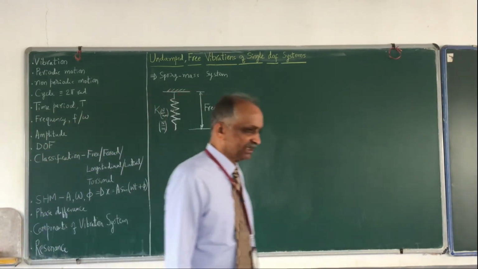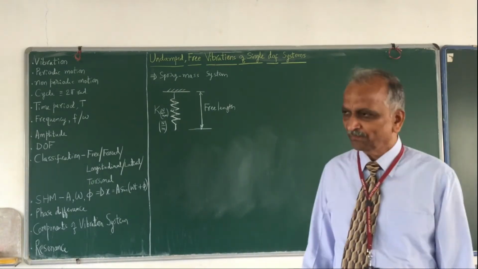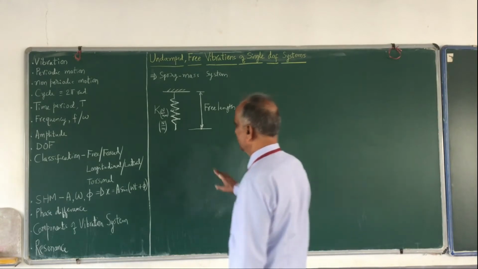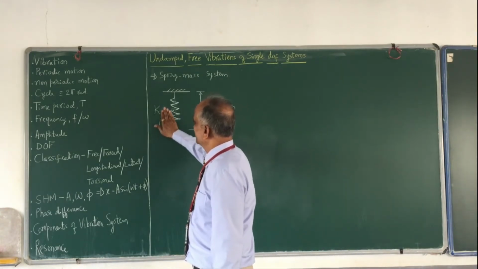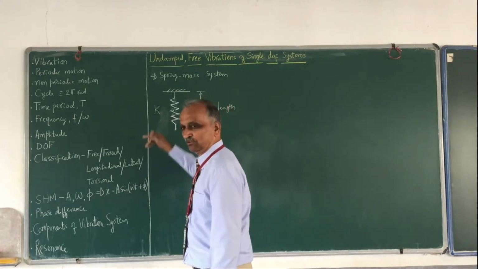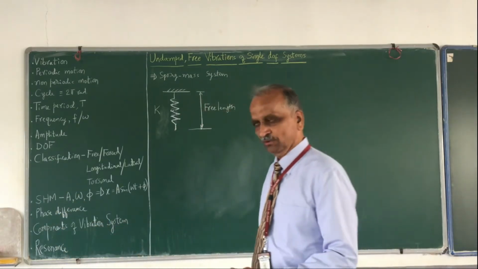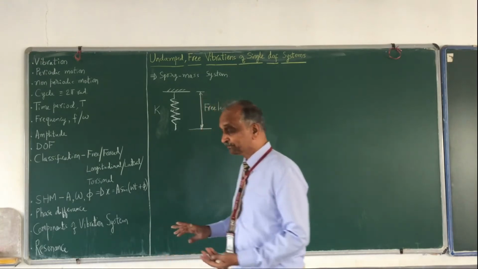But if at all you come across, then you need to be very careful about the consistency of the units. Otherwise no problem. Okay, don't worry. So now I shall just call it K, the stiffness, whose unit is force unit divided by the displacement unit.